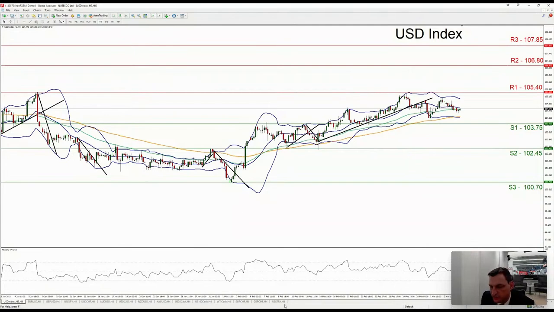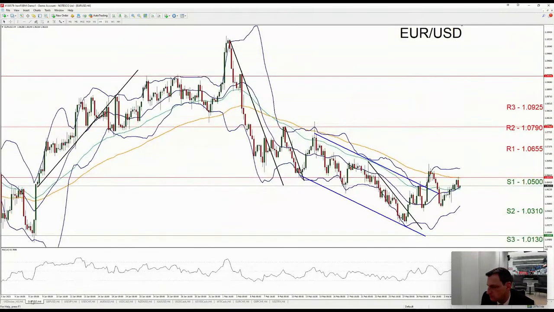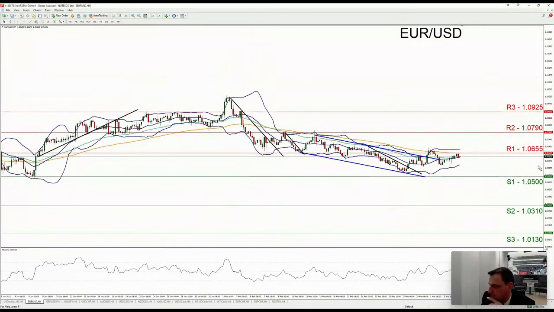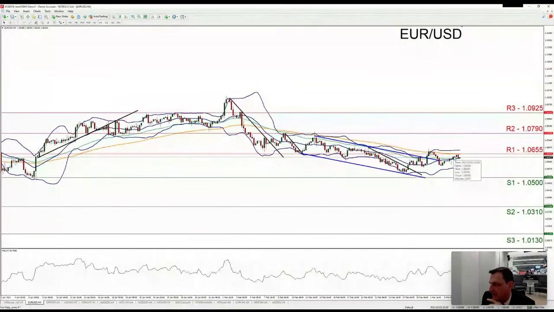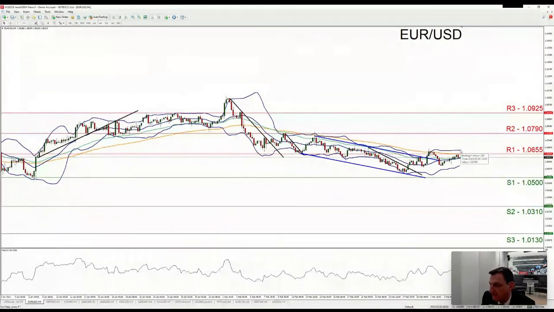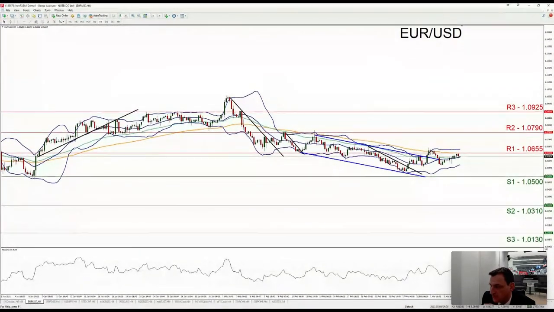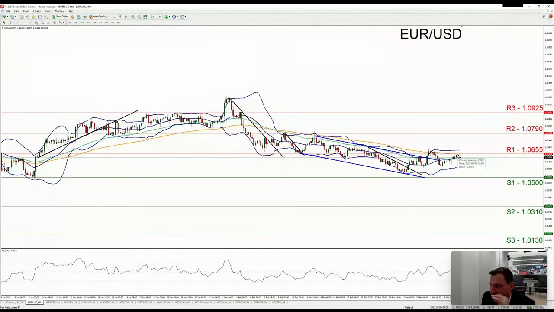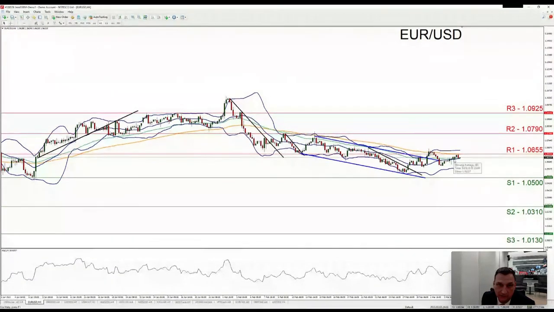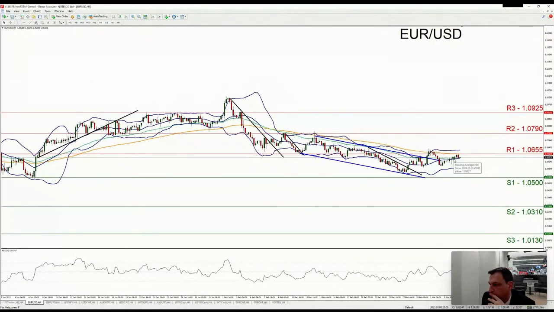Let's move now to EURUSD. EURUSD has some slight bullish tendencies, but to tell you the truth, I would feel far more comfortable seeing the pair actually breaking the 1.0655 resistance line, a level which was tested during today's European session, and it hit the ceiling. The level held its ground and pushed the pair, for the time being, lower.